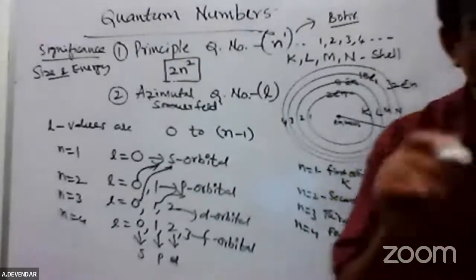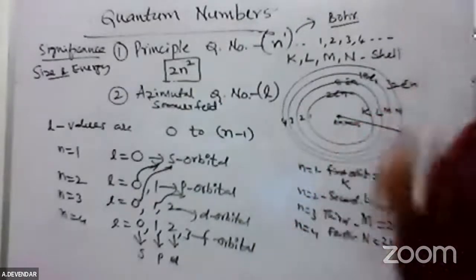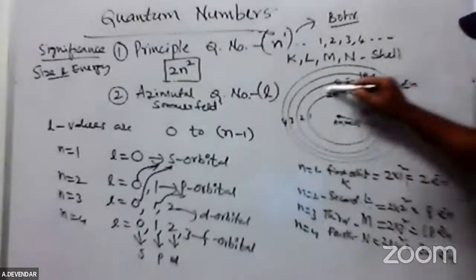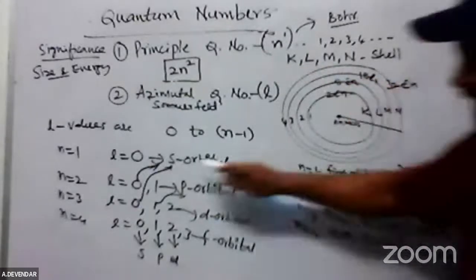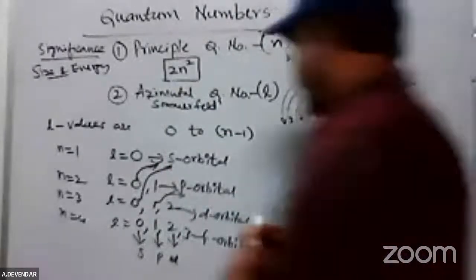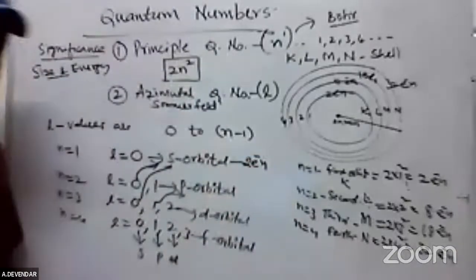If L is equal to 3, it is called an F orbital. Also, here he explained in the azimuthal quantum number: the first orbit can accommodate 2 electrons. Those 2 electrons are present in the S orbital. So the S orbital can accommodate a maximum of only 2 electrons.